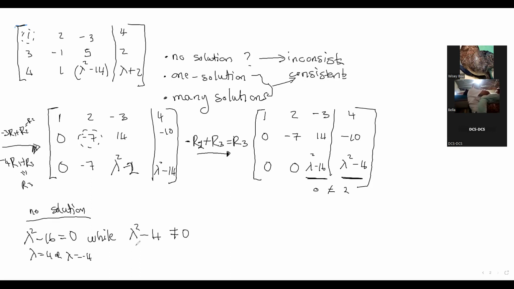Now I take each lambda here. 4, I put it here. Am I going to get a number, or am I going to get a 0? If I take 4 here, I'm going to get 16. 16 minus 4 is 12, and 12 is not 0. It's good. I take -4 and put it here, and I get the same thing: 16 minus 4 is 12, and 12 is not 0, so that's good.